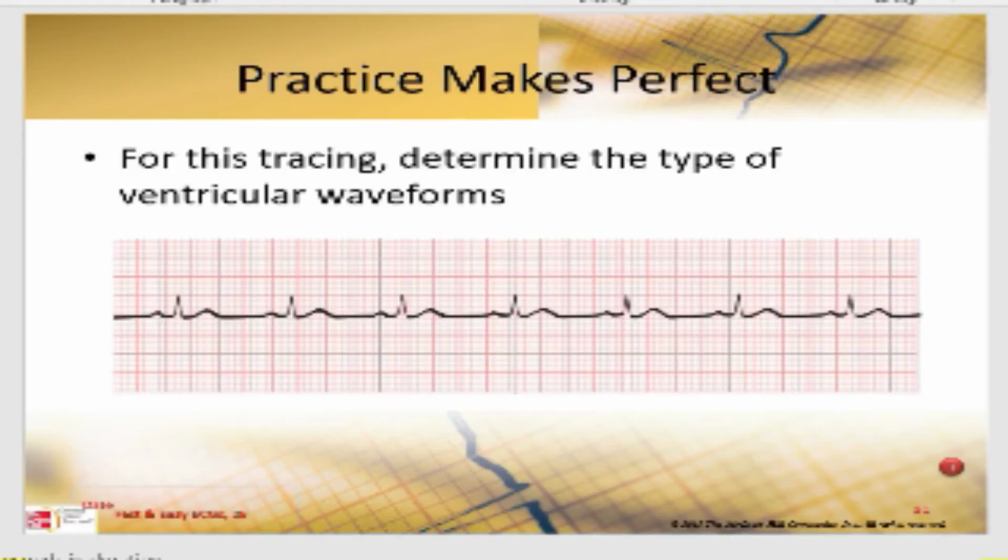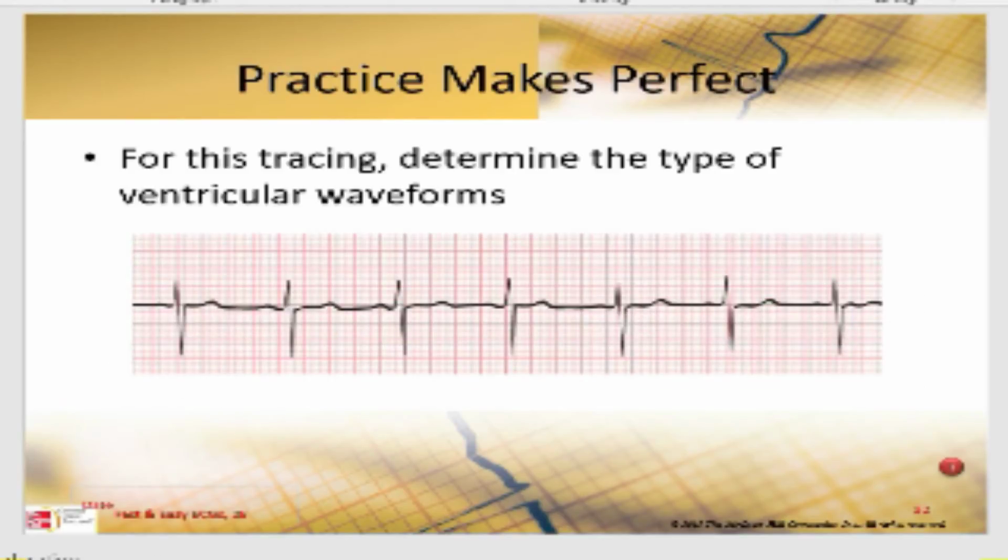Look at this EKG and tell me about the rate, the rhythm, and the type of atrial waveform that you see. You may want to pause this while you're analyzing it. This one is a normal QRS complex at 0.08 seconds in duration. Now take a look at this one. This one is a normal QRS complex with 0.08 seconds in duration.